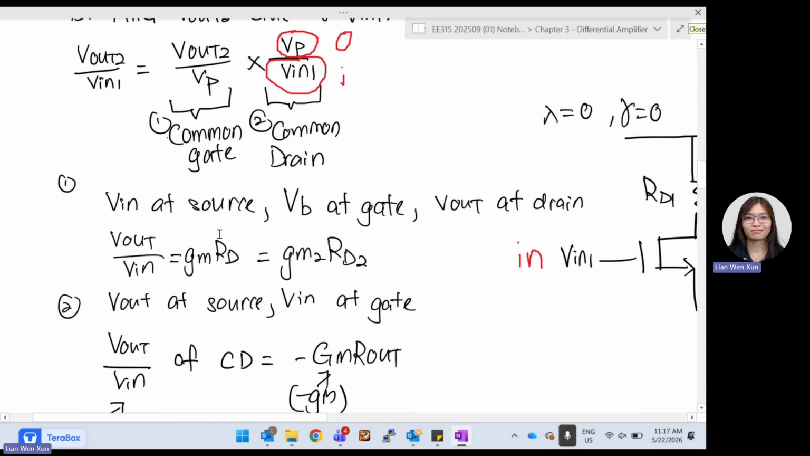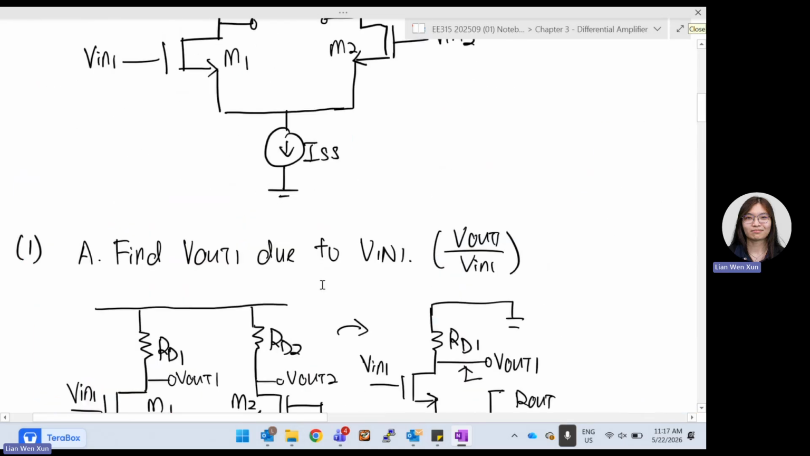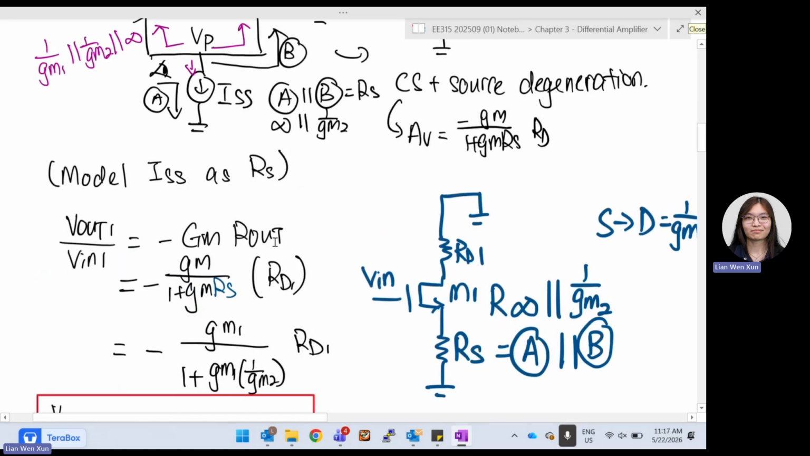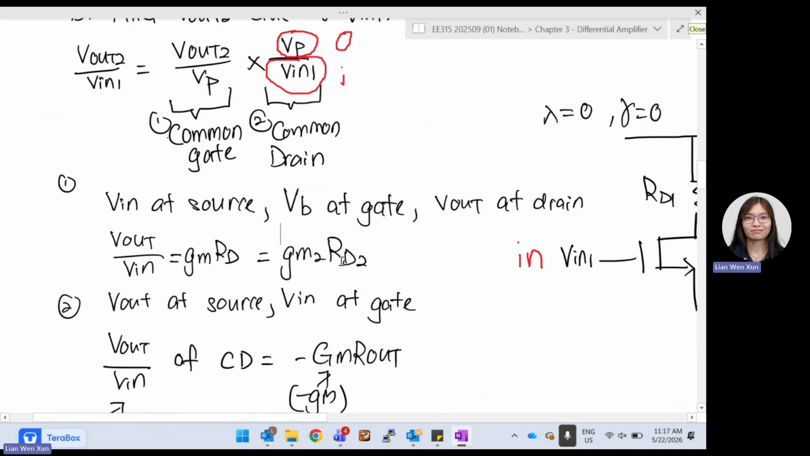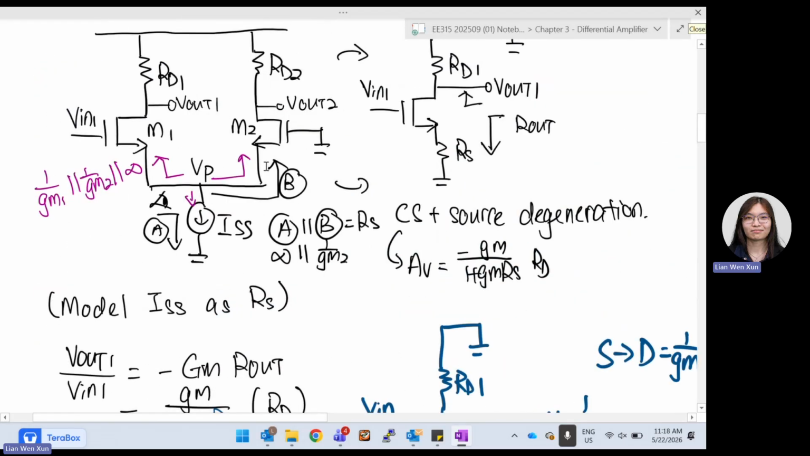For the common gate, our output is just gmRD. What is the gm? It will just be gm2, because now we are focusing on this transistor, the output versus input. Our amplifying transistor is this M2, so it's gm2 times RD. This RD we can just use RD2, because here is the input already, so the RD is over here, for your common gate case.